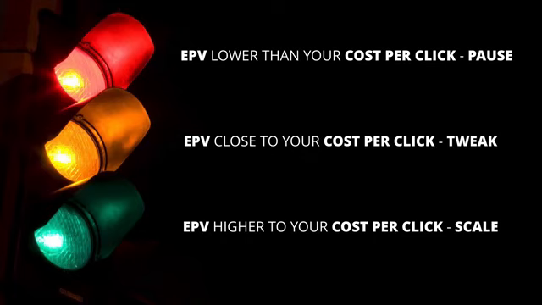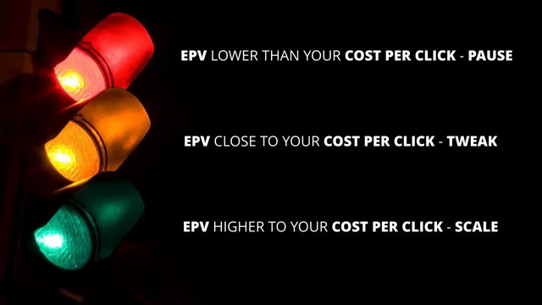When we get some data within our campaigns, we want to look at our campaigns and make decisions based on a traffic light principle. A red light is where our EPV is lower than our cost per click or our cost per visitor. In this instance, we're going to pause that variable. If our EPV is lower than our cost per click or cost per visitor, then we're going to pause it.